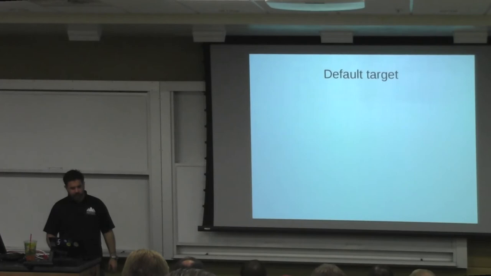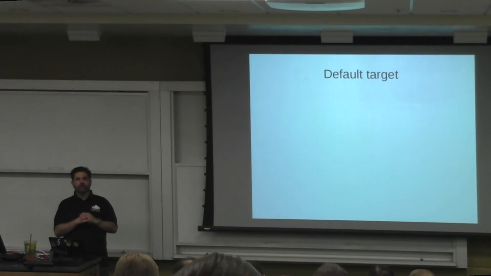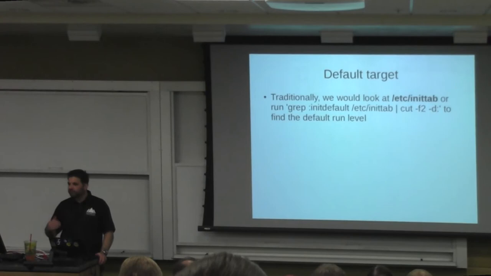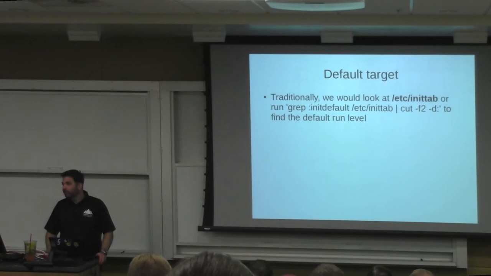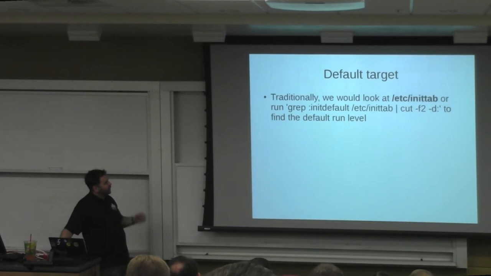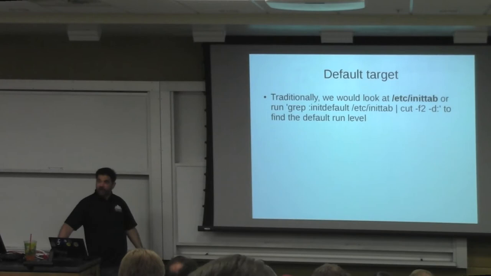So let's talk about targets and the default target. On a traditional System V init Linux system, the way that you control the default run level for your system is in the inittab, which is a really cryptic file that's not fun. You always have to read the man page to find out what it means. But what you would usually do is grep for the initdefault line in that file to find out what the default run level is. It'll probably be either a 3 or a 5. If you want to have a lot of fun, set it to 6. See what happens.